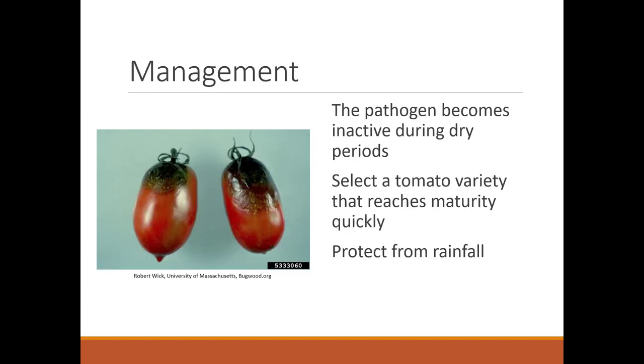So during dry periods, it's not doing anything, but it's still there. It's just kind of inactive. And then once it's wet, of course, it'll reinfect. But you want to try to use a tomato variety that reaches maturity quickly and then protect it from rainfall.